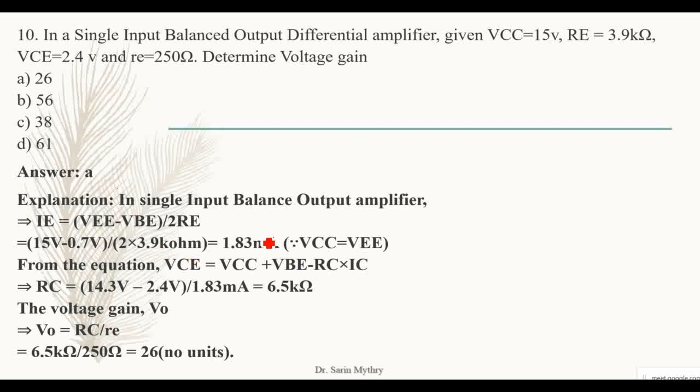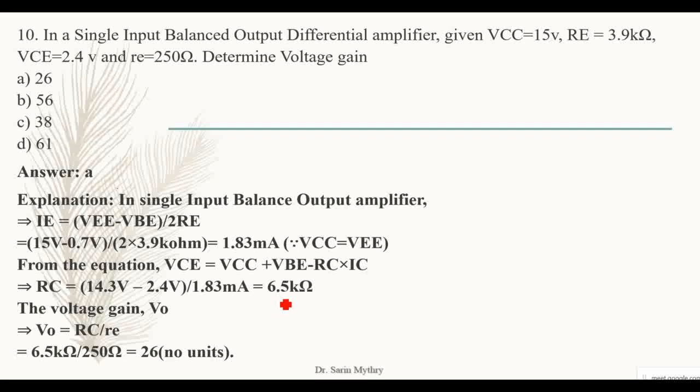When you substitute these values here, you'll get 1.83 milliampere as the emitter current, and from the equation VCE equal to VCC plus VEE minus RC into IC, you can find the value of RC. RC equal to 14.3 volts minus 2.4 volts divided by 1.83 milliamperes. When you do this simplification, you will get RC equal to 6.5 kilo ohm.